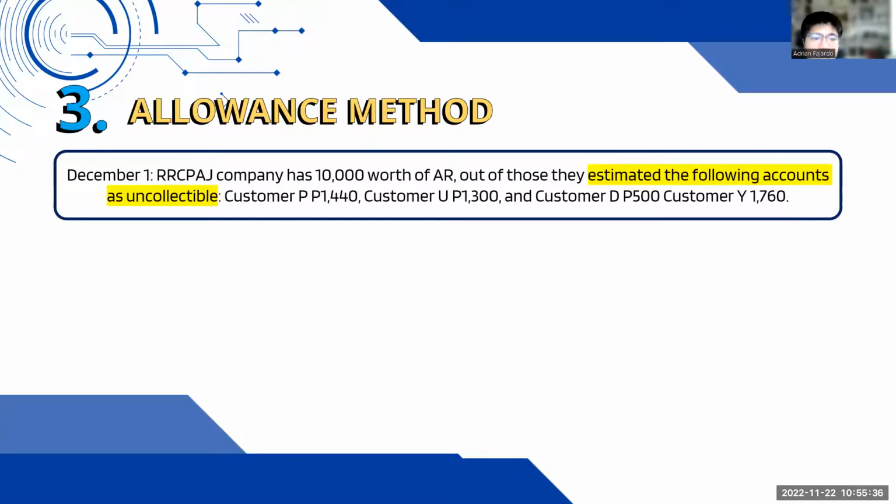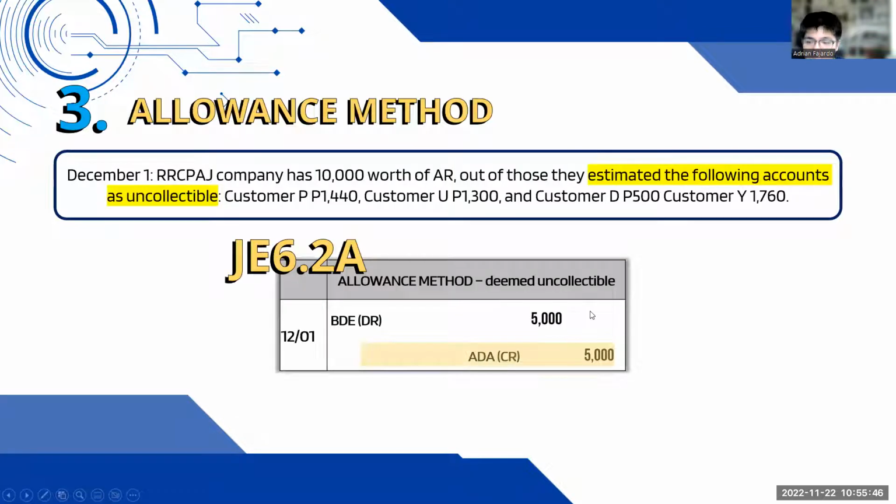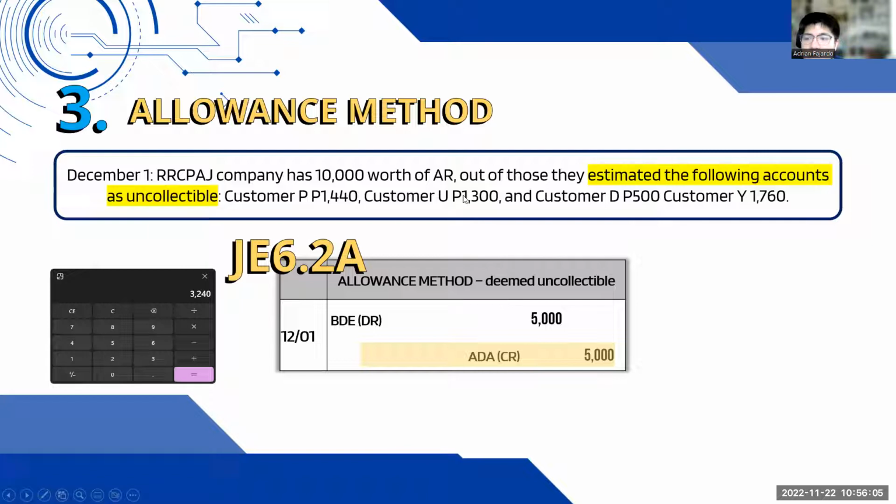So let's say na the new scenario is that RR Sipaj company has 10,000 pesos worth of AR. And then they estimated the following accounts as uncollectible. So here, the journal entry is, since estimated losses pa lang, then it's debit BDE, credit ADA of 5,000. Right? Why 5,000? Because we have 1,440 plus 1,3 plus 500 is 3,240. But then may isa ka pang estimated account from customer Y na 1,760.